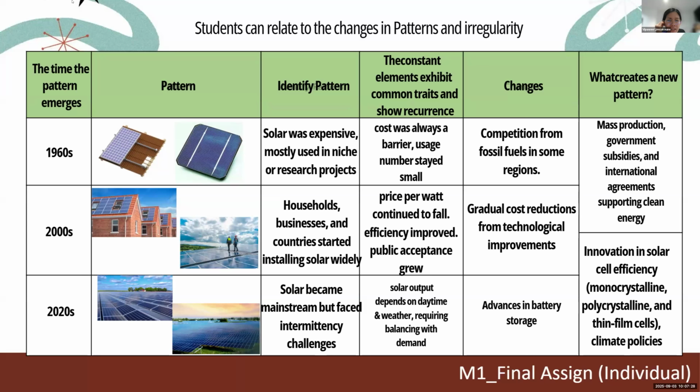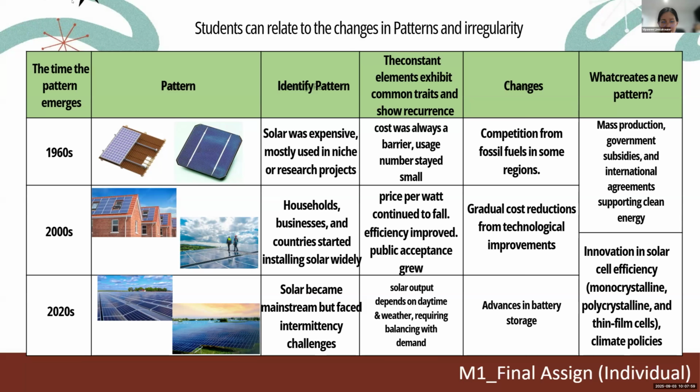Let me see. Gradual cost reduction from technology. Okay, for the second pattern, it is better. So you mentioned there is a cost reduction due to technology development and also could be mass production of the solar cell. Thus, they could sell at a cheaper price.